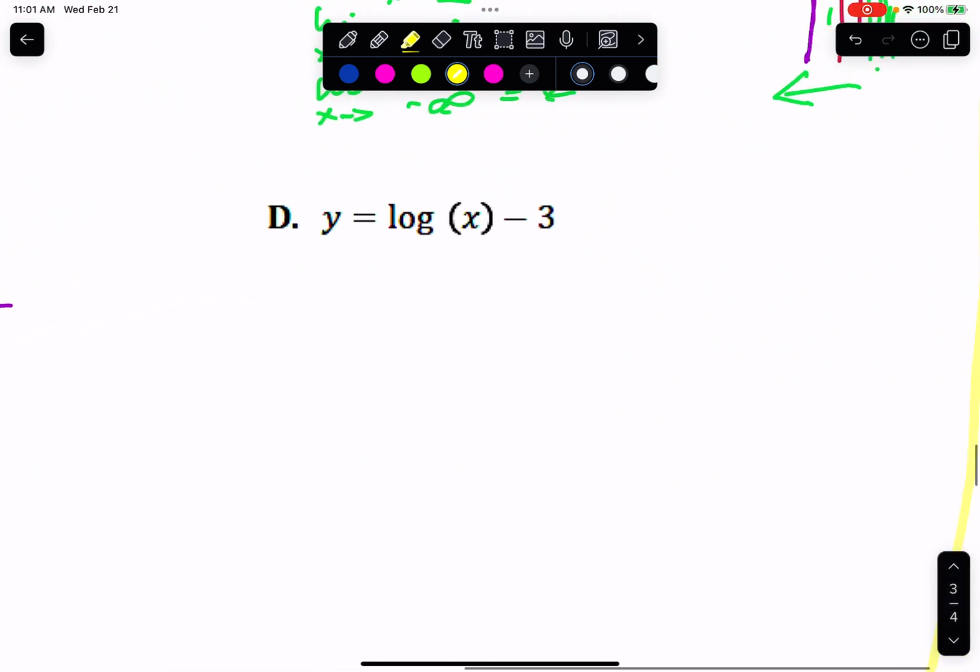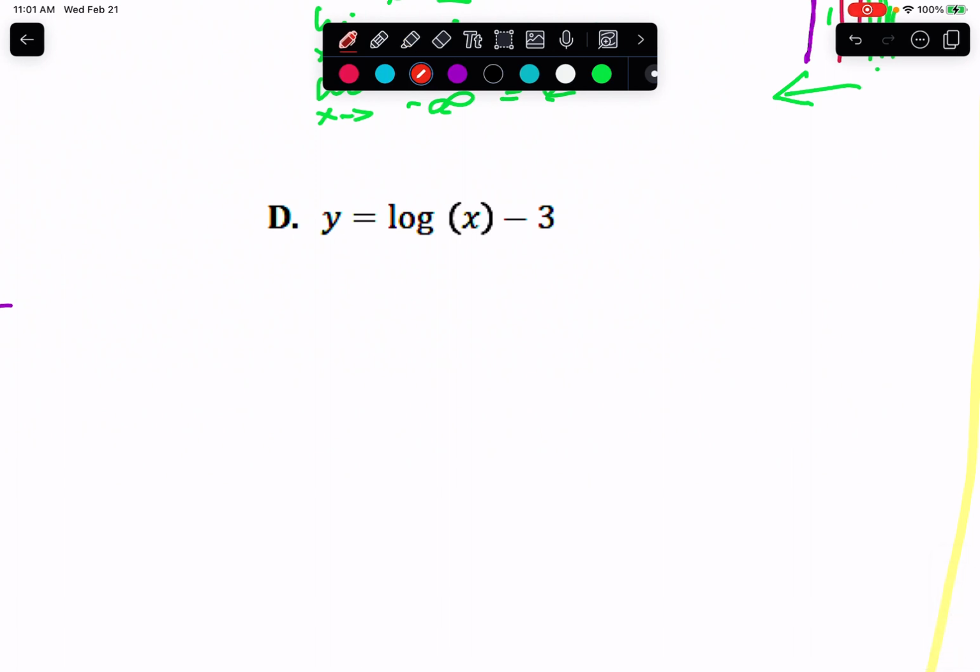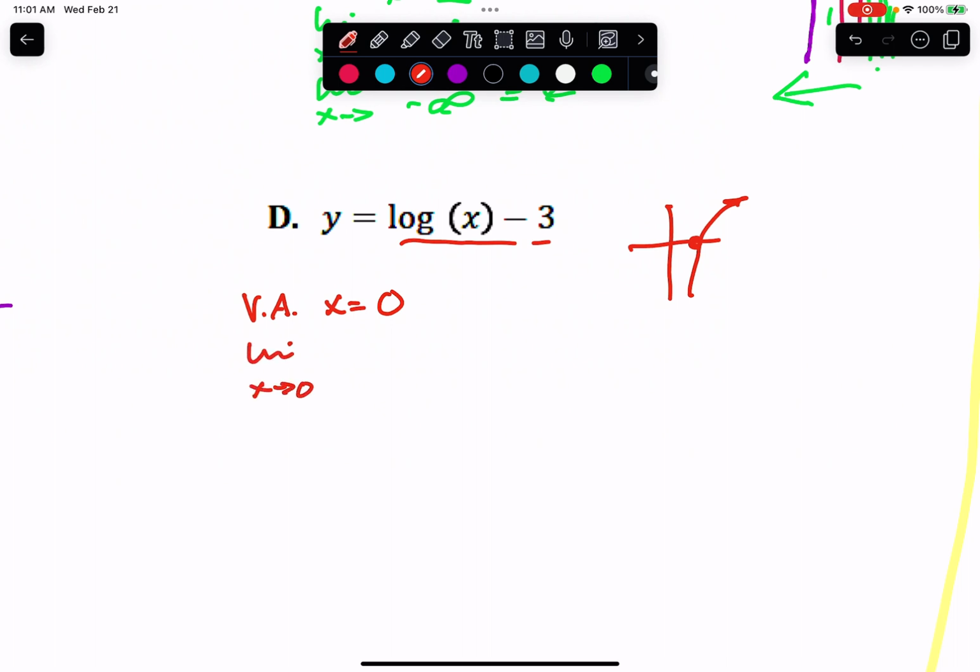And one more, we have y equals log x minus 3. Now, you might not even need to write this out because this is not changing anything. It's vertically going down 3, but that doesn't change the vertical asymptote nor the end behavior. So this one is just going to look like going through (1, -3) again, (1, 0). We have a vertical asymptote at x equals 0, and the limit as x goes to 0 from the right of y is negative infinity, and the limit as x goes to infinity of y is equal to infinity.